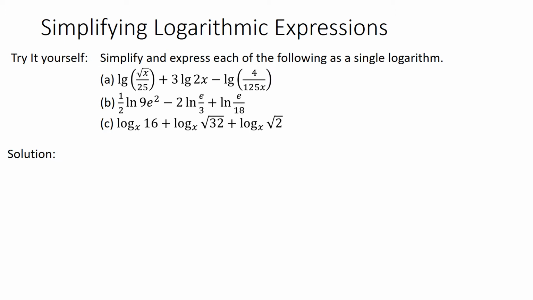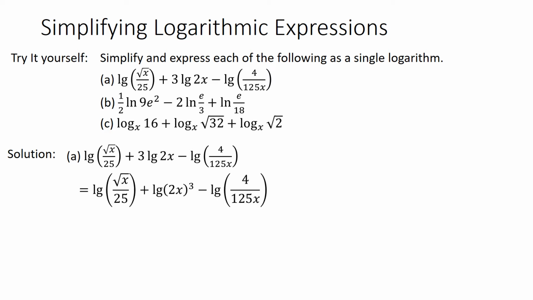Here is the solution. For A, we can see that there are 3 terms here and all 3 of the terms contain the log. For the second term, there is a constant 3 multiplied with log 2x. Hence, we can apply the power law and it becomes log (2x) cubed. For the first term and the third term, we just copy down.